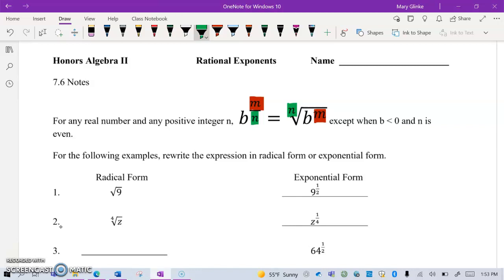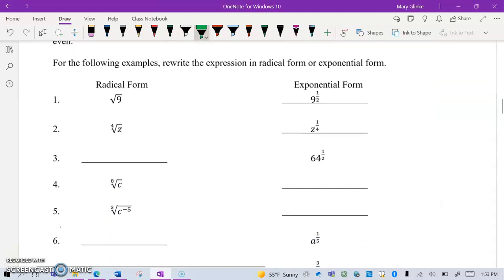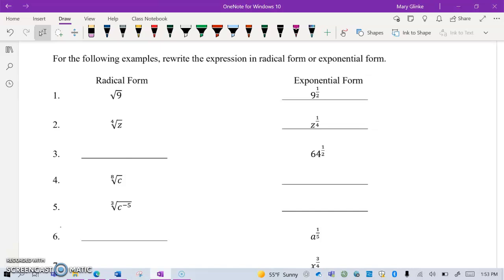Being able to write it in either form is going to help us simplify different problems various ways. So let's take a look at a couple of these examples here. You can see numbers 1 and 2 are done for you. You can see the square root of 9 in radical form is equivalent to 9 to the 1/2. There is no exponent here, so you can always use 1 as a placeholder. That's where that 1 is coming from. And then with radicals, if there is no index, that is an implied 2 using the same logic. Looking at number 2, you can see the fourth root of z is equivalent to z to the 1/4.